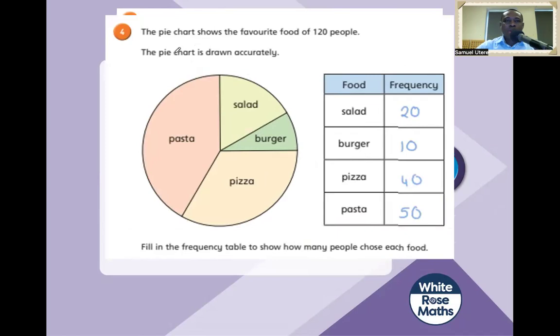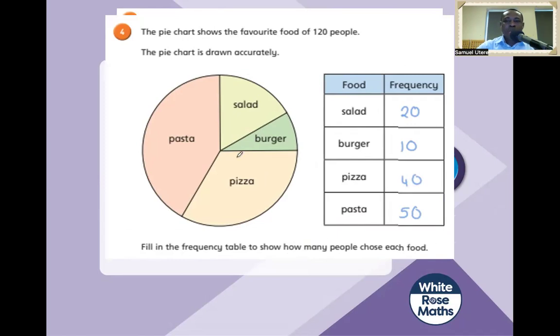So here you ask, the pie chart shows the favorite food of 120 people. The pie chart is drawn accurately. So if it's drawn accurately, you can fill in the frequency table. Fill in the frequency table to show how many people chose each food.